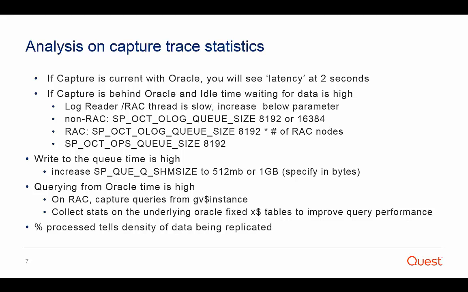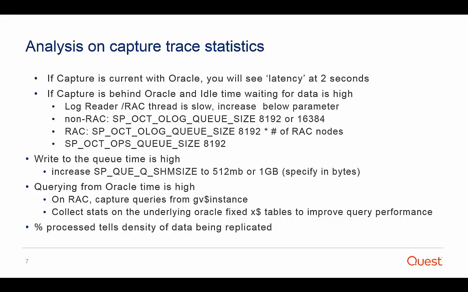If capture is behind Oracle and idle time waiting for data is high, it means the log reader or the rack thread is slow and you can try increasing the below parameters. For the non-rack, SPOCT log queue size should be set to 8192 or 16384. If it is rack, the SPOCT log queue size should be set to 8192 multiplied by the number of rack nodes. SPOCT OPS queue size should be set to 8192.